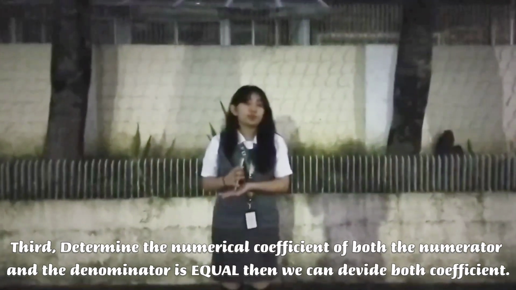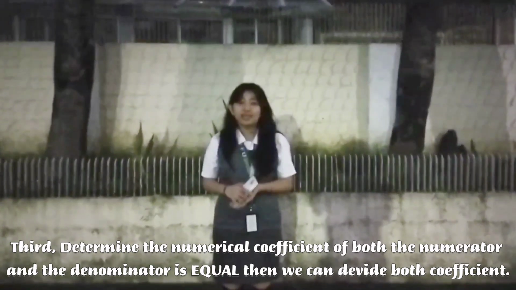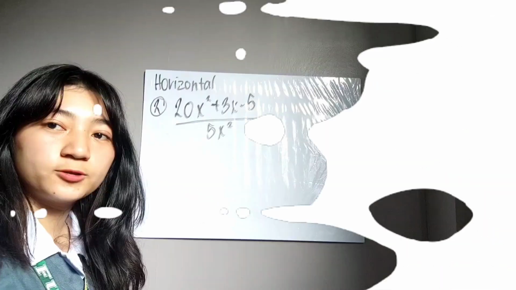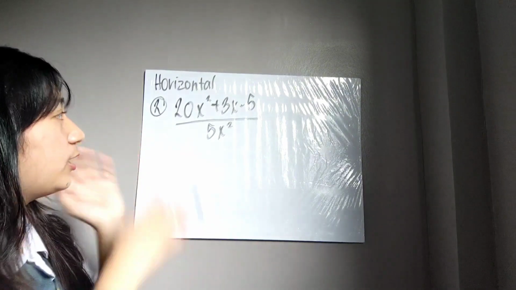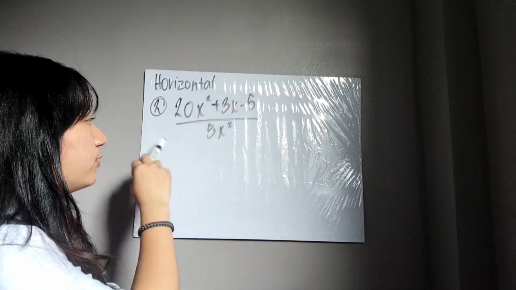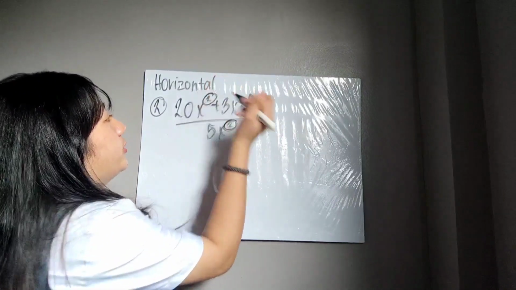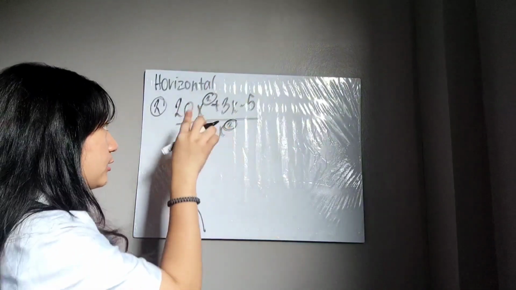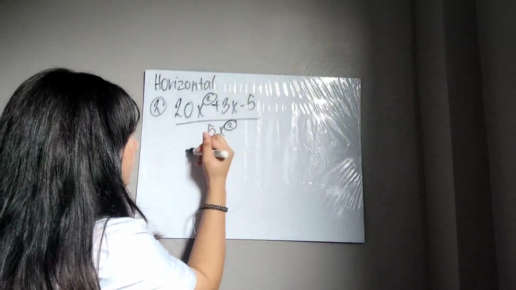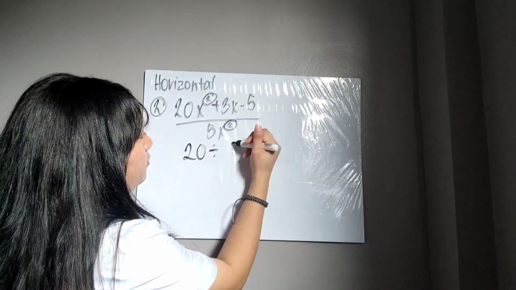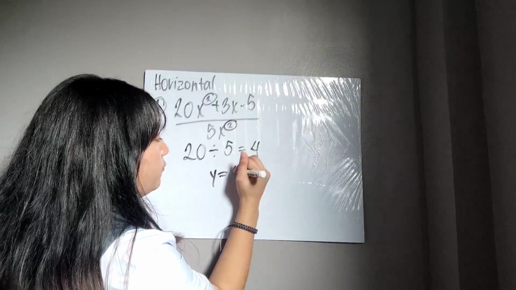Third, determine if the numerical coefficients of both numerator and denominator are equal. Then, we can divide both coefficients. Third example, gagamitin natin yung kagalinang equation which is 20x squared plus 3x minus 5 over 5x squared. Base din sa rule nung horizontal, tingnan natin yung degree nilang parehas. Parehas silang 2. So, i-divide natin yung coefficient which is 20 divided by 5 is equal to 4. So, ang answer is y is equal to 4.